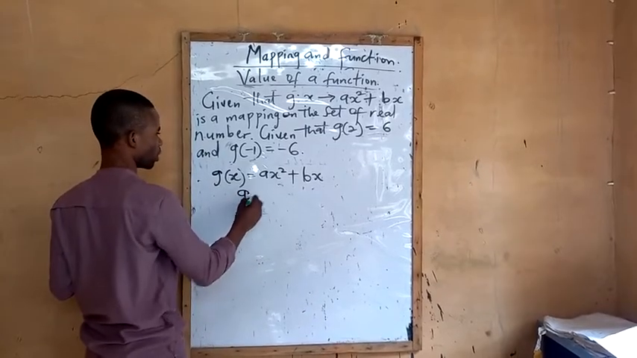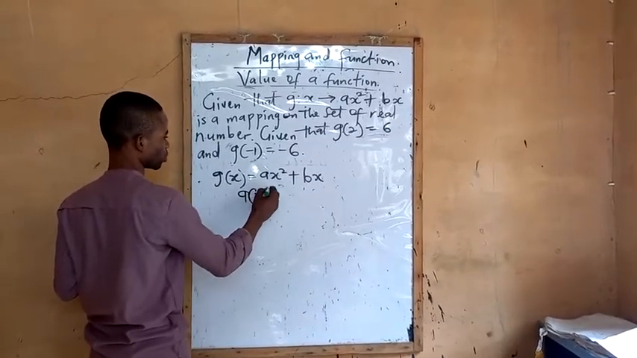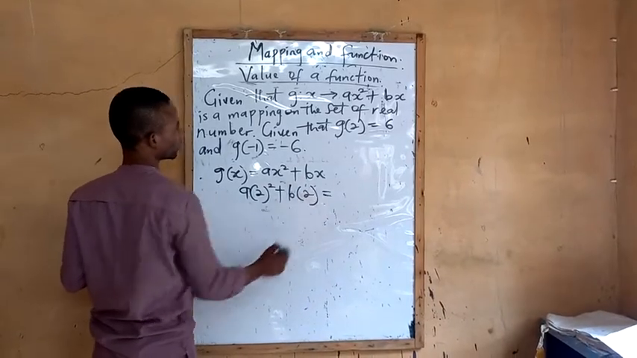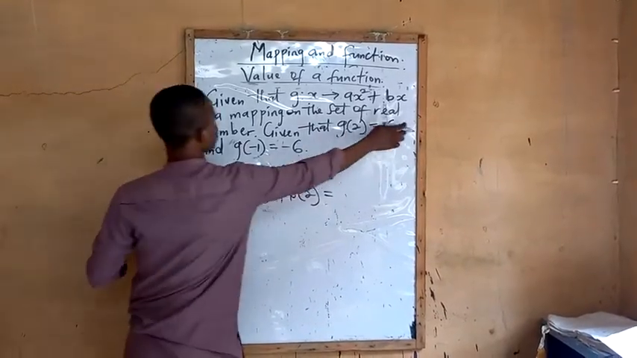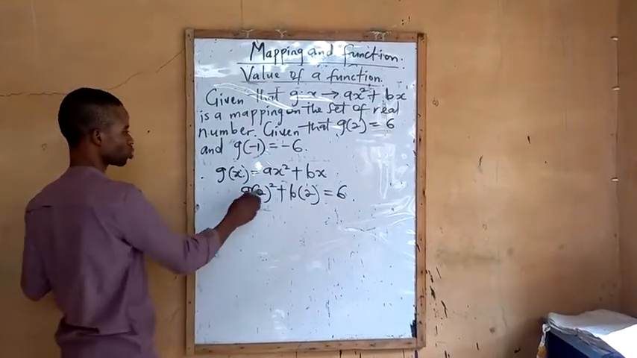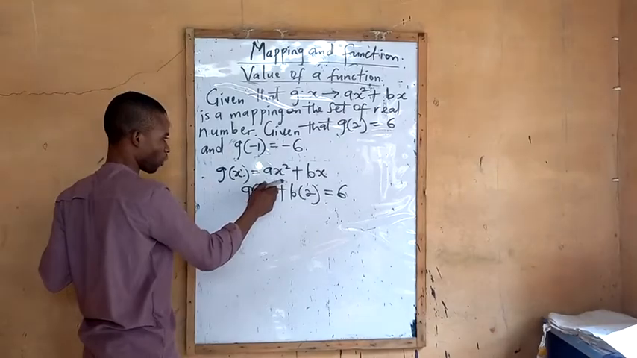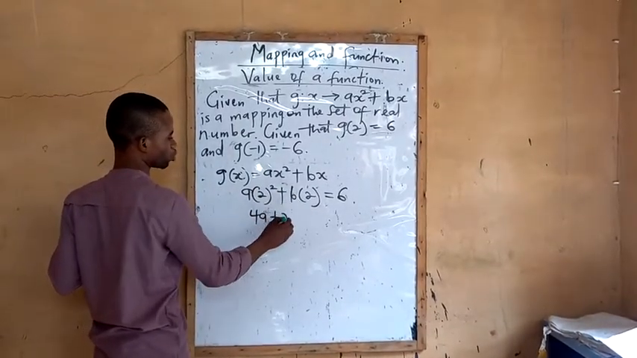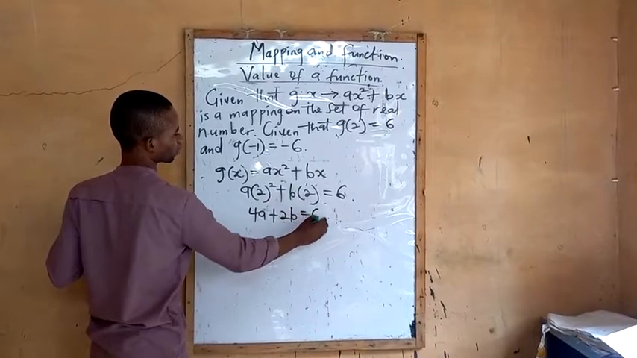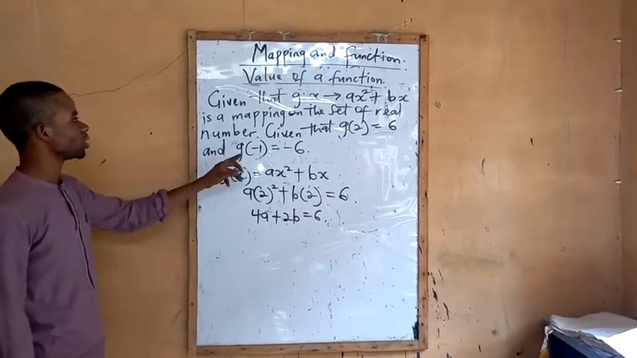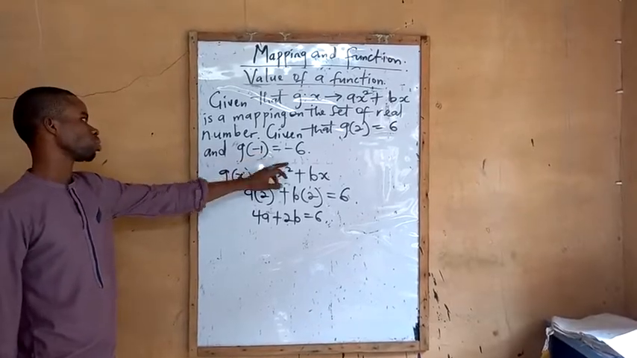I have a times 2 squared plus b times 2, and they said everything equals 6. That means 2 squared is 4. 4 times a, 4a, plus 2 times b, 2b equals 6. And they say g of minus 1 equals minus 6.